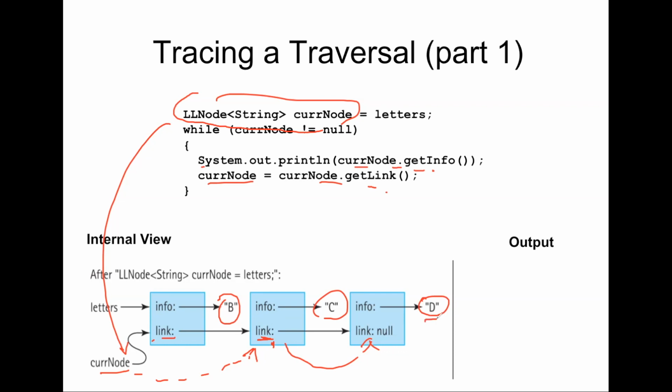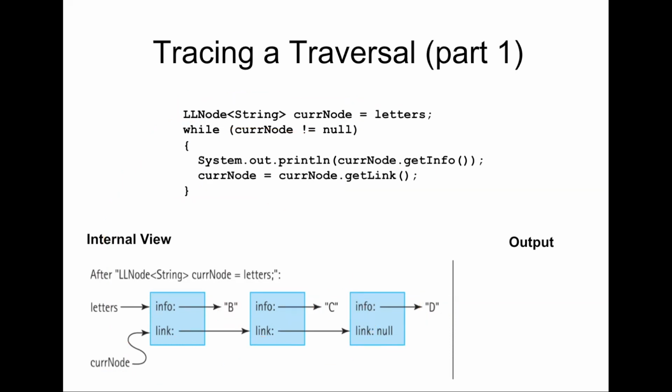At the end of D, in the very next line where we have current node equals current node dot getLink, your current node now points to null. This exits the entire while loop because this while loop is only good if current node is not null. Exit otherwise. Let's go through these steps one at a time.